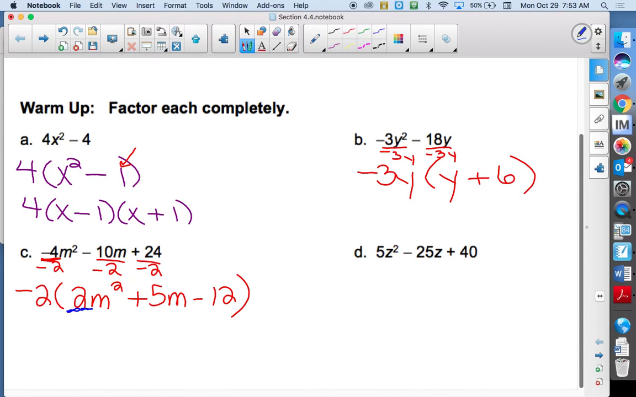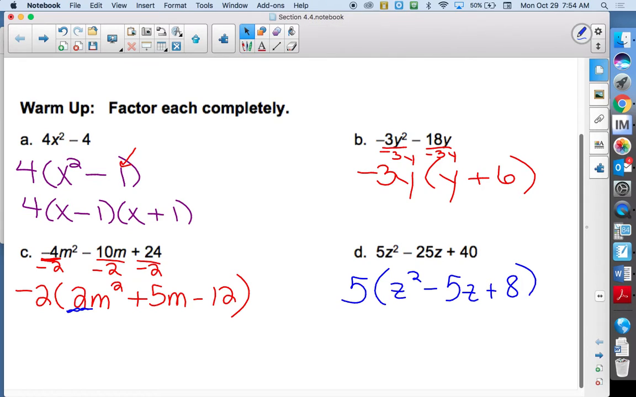Maggie, what do they have in common? A 5. If you take out a 5, what's left? z squared minus 5z plus 8. Okay. And then, Maggie, are there any 2 factors of 8 that will give you a negative 5? So think of the factors of 8. What multiplies to be 8? 2 and 4 multiply to be 8. What else multiplies to be 8? 8 and 1. Will any of those combine to make a negative 5? No. So this is as far as we can go factoring this, because the combinations that multiply to be 8 will never add to be a negative 5 for us.